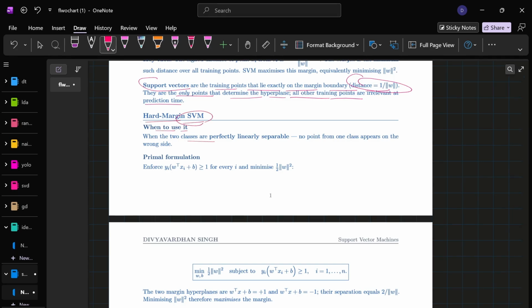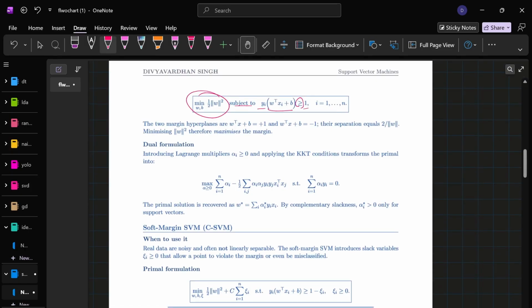Starting with the hard margin SVM, the data is perfectly linearly separable, meaning there is no overlapping, no noise, and every point can be classified correctly. The optimization is done by minimizing half of the norm of W squared, subject to y_i (W transpose x_i plus b) being greater than or equal to 1. This may look scary sometimes, but the intuition is very simple. SVM minimizes the magnitude of W, and minimizing W actually means maximizing the margin. The margin width becomes 2 upon the norm of W, so smaller W means larger margin.